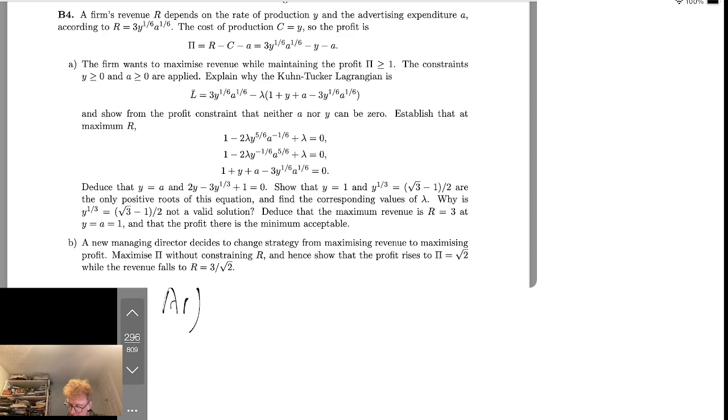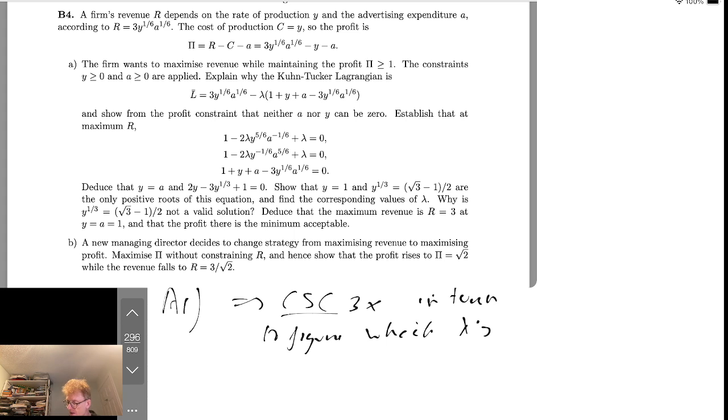So A1: you start considering the complementary slackness conditions, the three ones in turn, to figure out which lambdas are bigger than 0. There will be 2 lambdas bigger than 0. The sketch is self-evident.